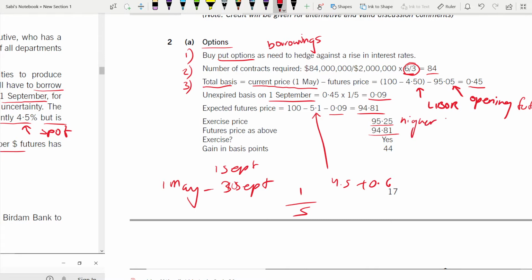Higher, because put. See, always check which option it is. Then you will know whether you have to exercise or not. This is a put option, so you will go for the higher price.